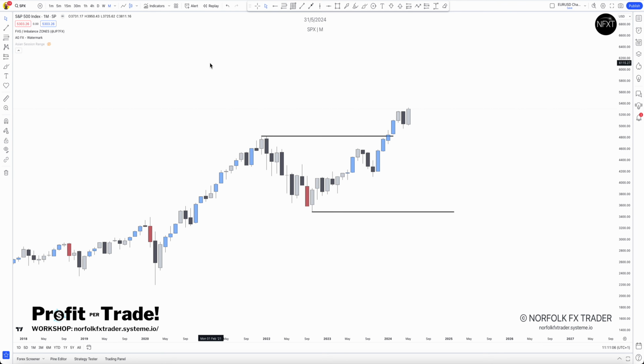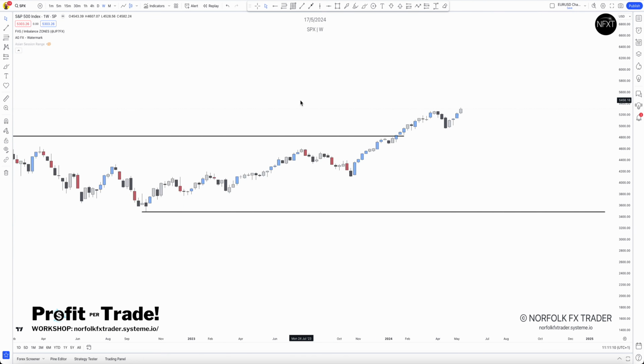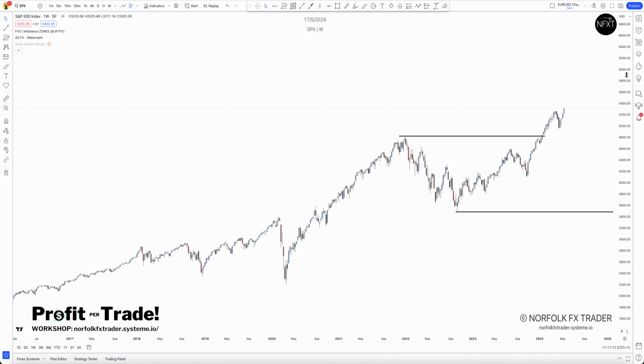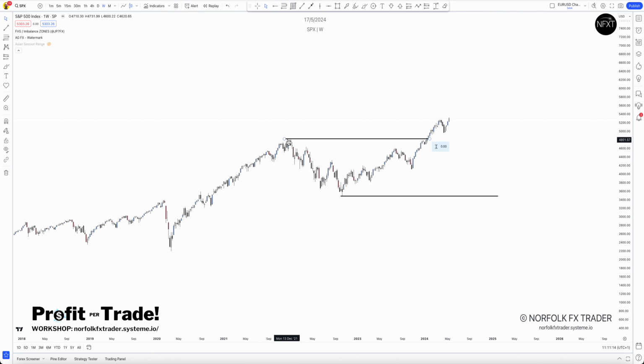That's where I like to look for my entries. So if we go down to the weekly time frame next, we'll zoom out again and we can look at the chart. Okay, so this is our monthly swing high. That's where we see that break of structure.